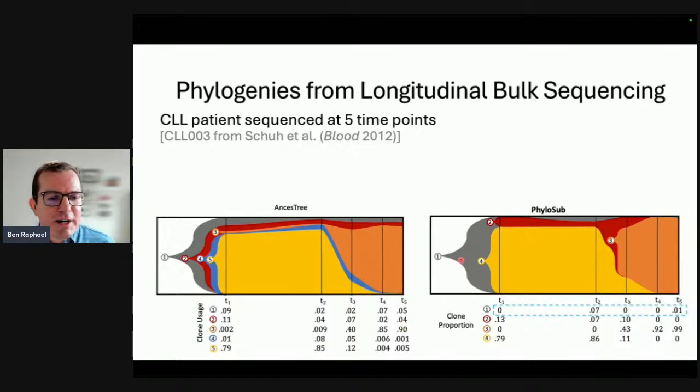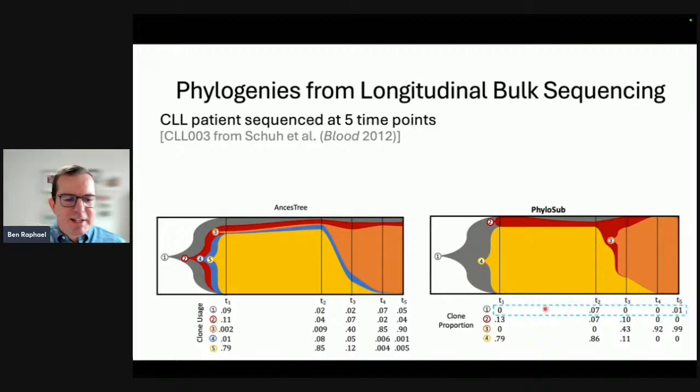In another approach, PhyloSub by Quaid Morris's group, this outputs a different reconstruction, a different tree from these 5 time points. Here there are some more interesting dynamics, where at the first time point only 2 of the clones are present, and then things change over time. But I wanted to highlight this clone 1, which is at 0% frequency at the first time point, grows out to 0.7% at a later time point, disappears again, and then comes back as a really rare clone at 1% at the 5th time point.